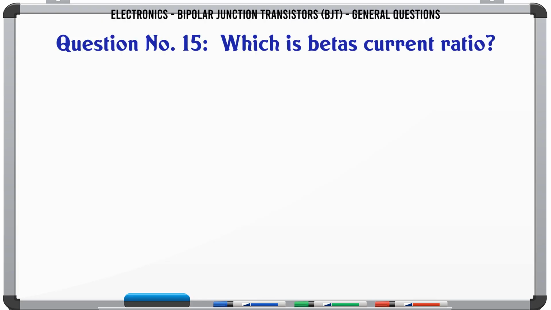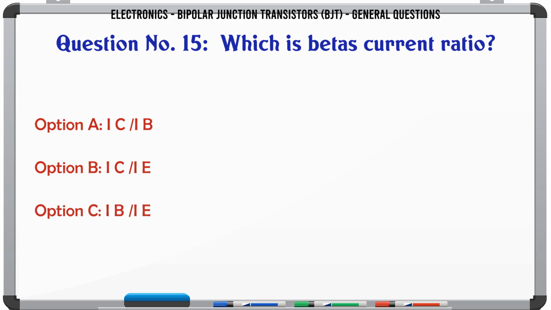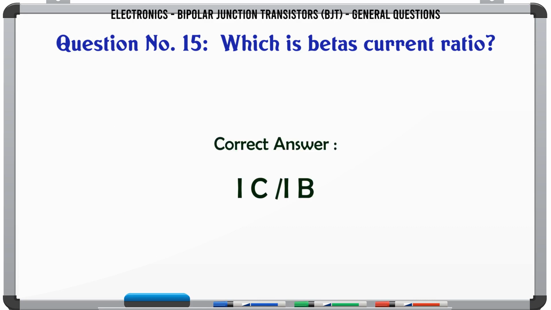Which is beta's current ratio? A. IC/IB, B. IC/IE, C. IB/IE, D. IE/IB. The correct answer is IC/IB.